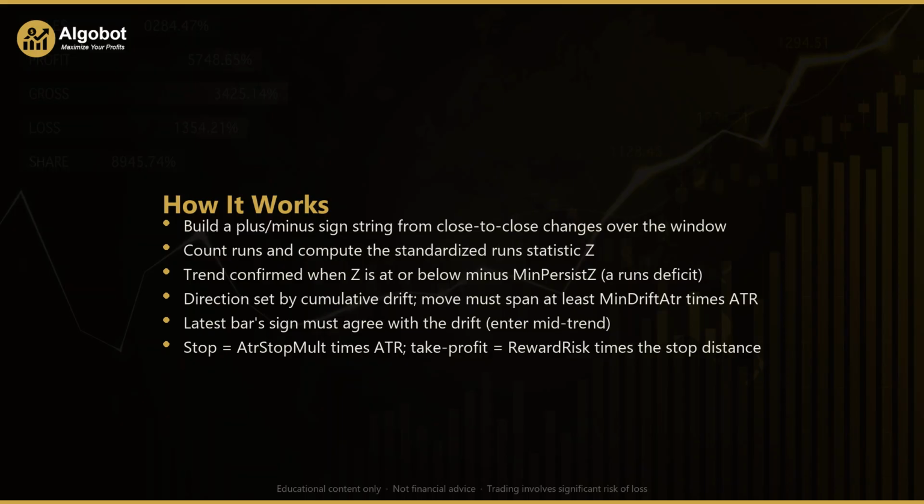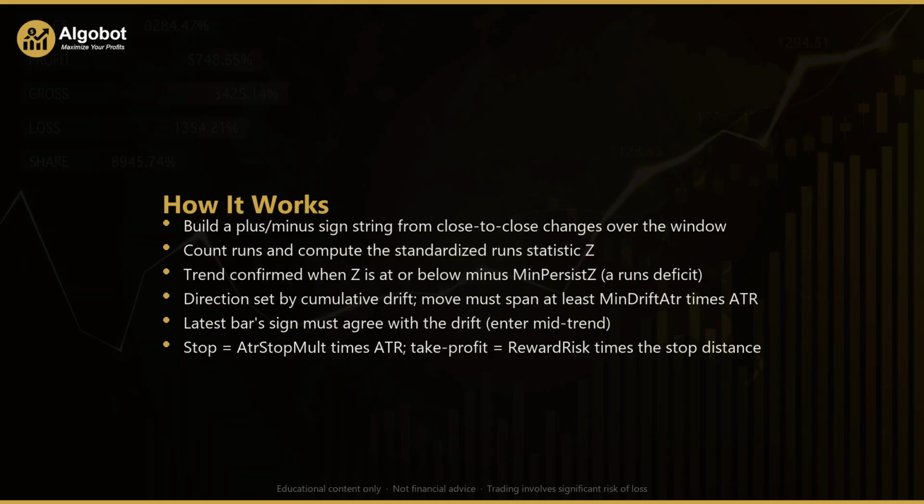The EA looks back over a window of bars, 24 by default, set by WindowBars. For each bar, it compares the close to the previous close and records a plus for an up move, a minus for a down move, ignoring any perfectly flat change. It counts how many up moves and down moves there are and how many runs, that is, how many unbroken streaks of the same sign, appear in the sequence. With those counts, it computes the expected number of runs under pure randomness, along with the variance, and converts the gap between actual and expected runs into a standardized score the code calls PersistZ.